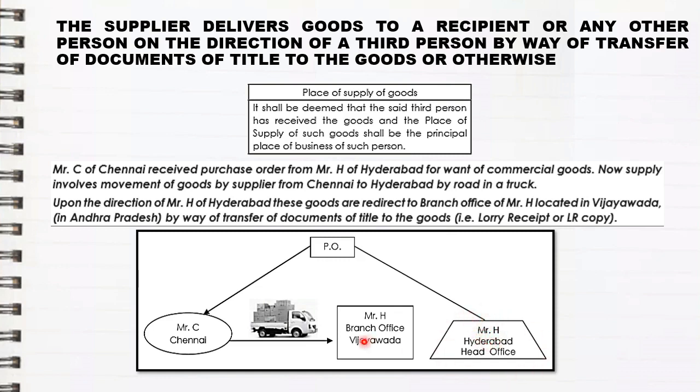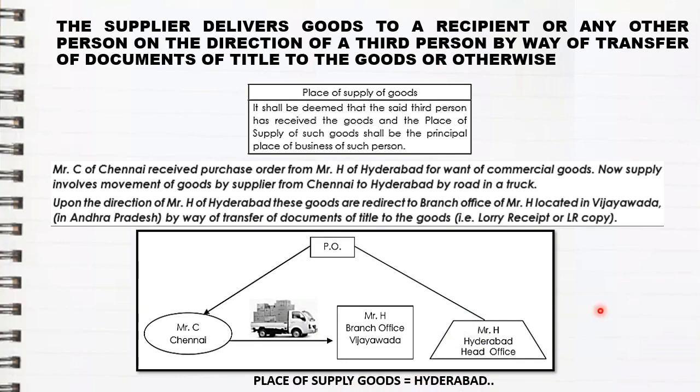So here there are three places involved: Chennai, Vijayawada, and Hyderabad. Hyderabad is the place from where the purchase order was made. Chennai is the place from where the supply of goods is done, and Vijayawada is the place where the goods have been received. So whenever three parties are involved, always remember the place of supply will always be that of the third person. The third person is nothing but the person who gives the order. So in this case, the place of supply of goods will be Hyderabad. With this, the second rule comes to an end.